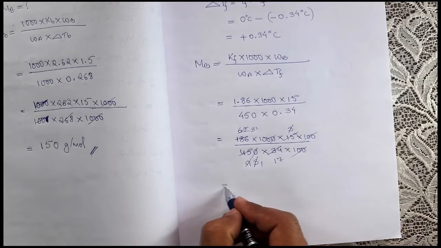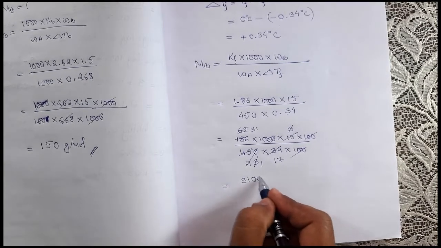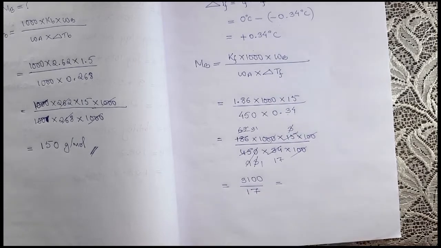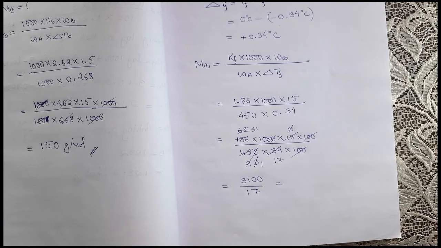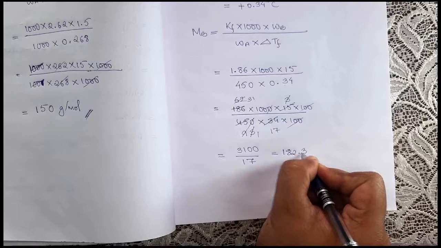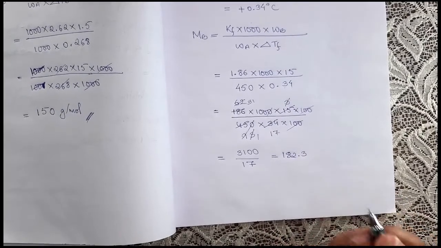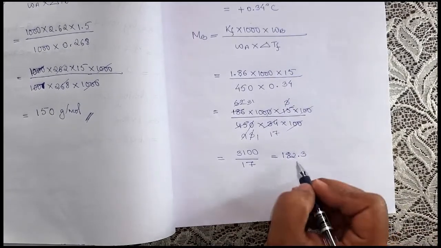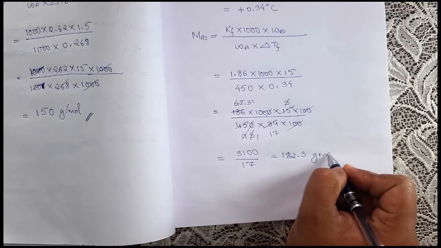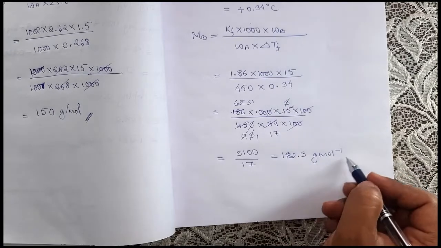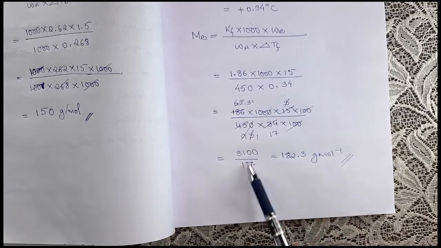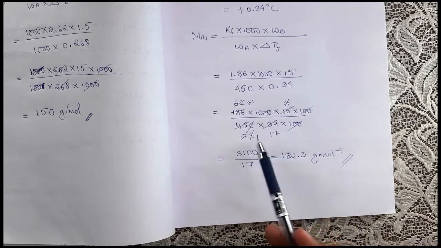So now I shall get 3100 divided by 17. If we calculate this value, we shall have 182.3 gram per mole. So this shall be our answer. So in this way, you can cancel all the values and then divide these two, or you can take log as well and then solve easily.